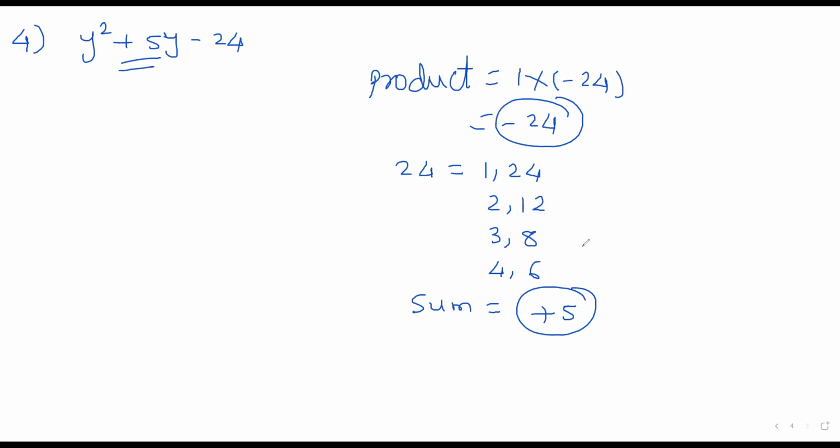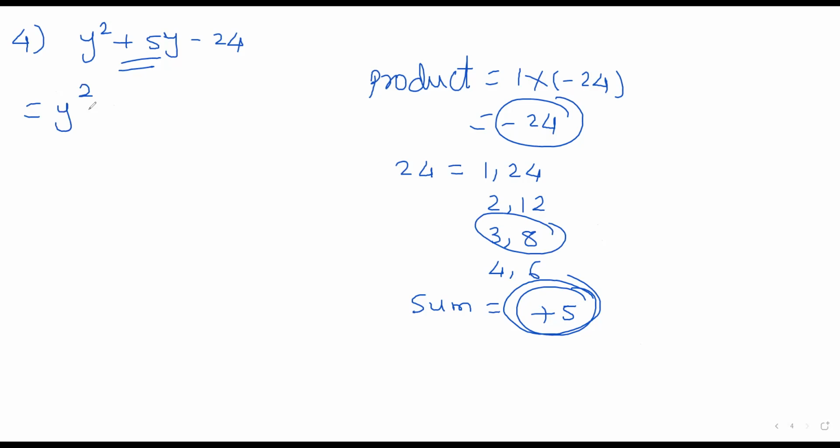Product is negative. That means out of the two factors, one factor must be negative and the other one must be positive. The larger factor has to be positive because the sum is positive. If the sum had been minus, the larger factor would have been minus. Understood? So what are the factors? 3 and 8 first of all. Which is positive, which is negative? Very good. Minus 3 plus 8.